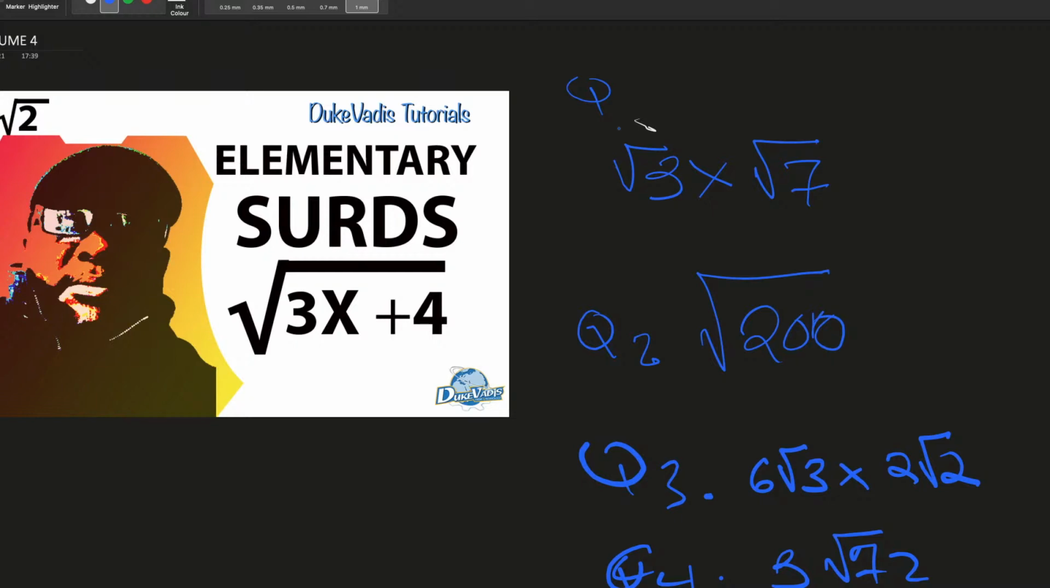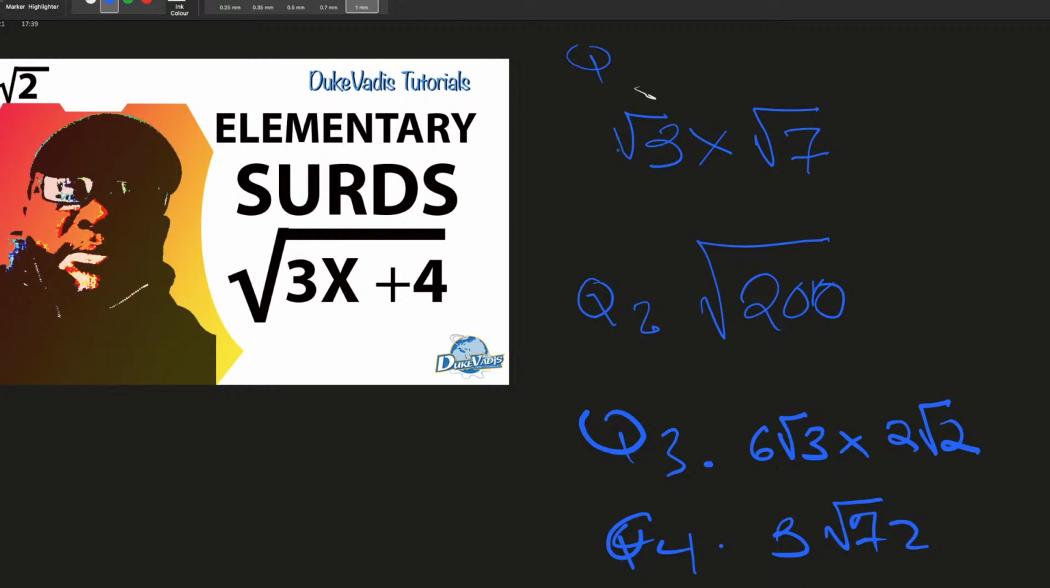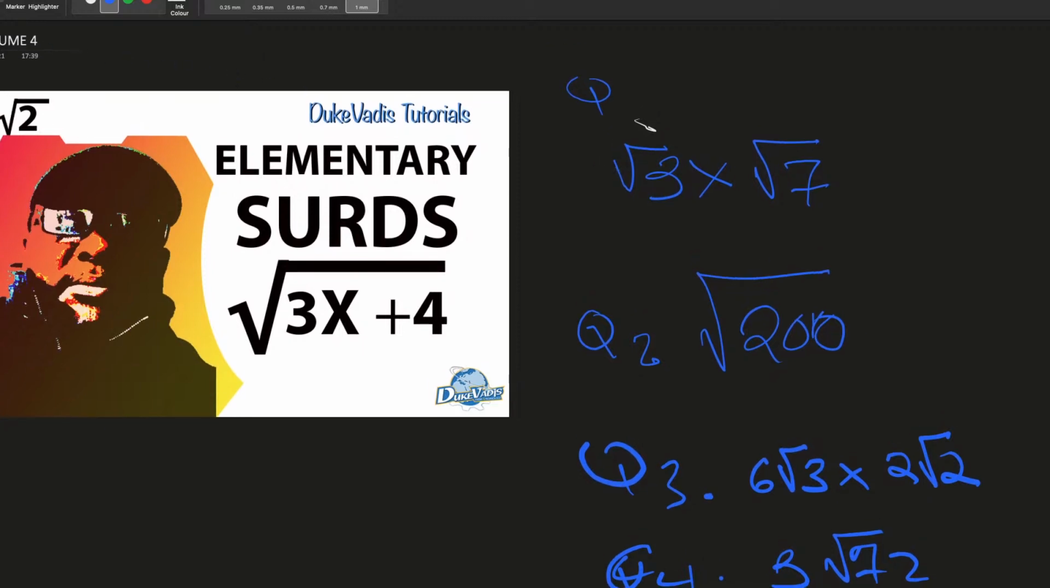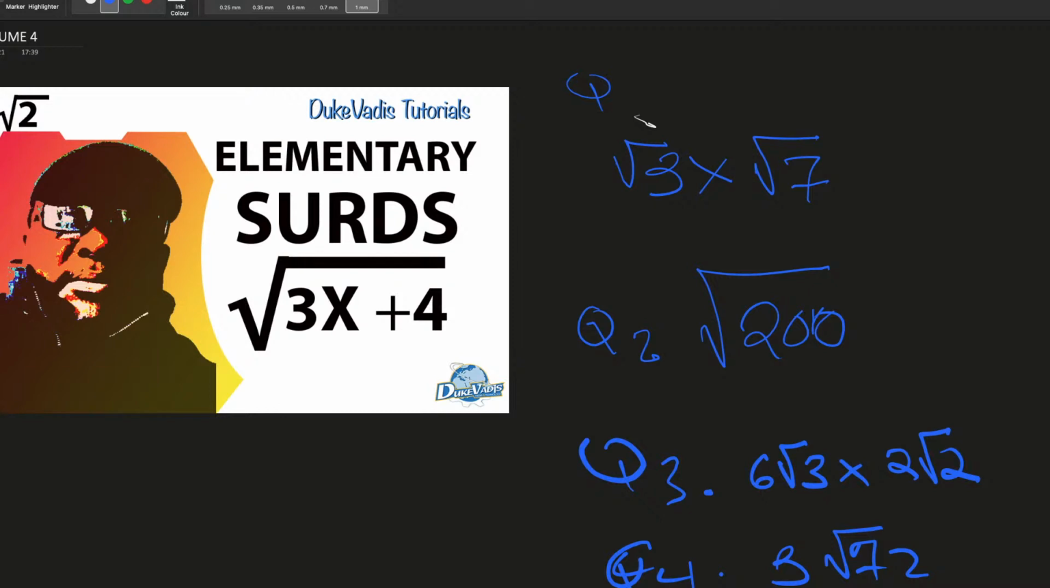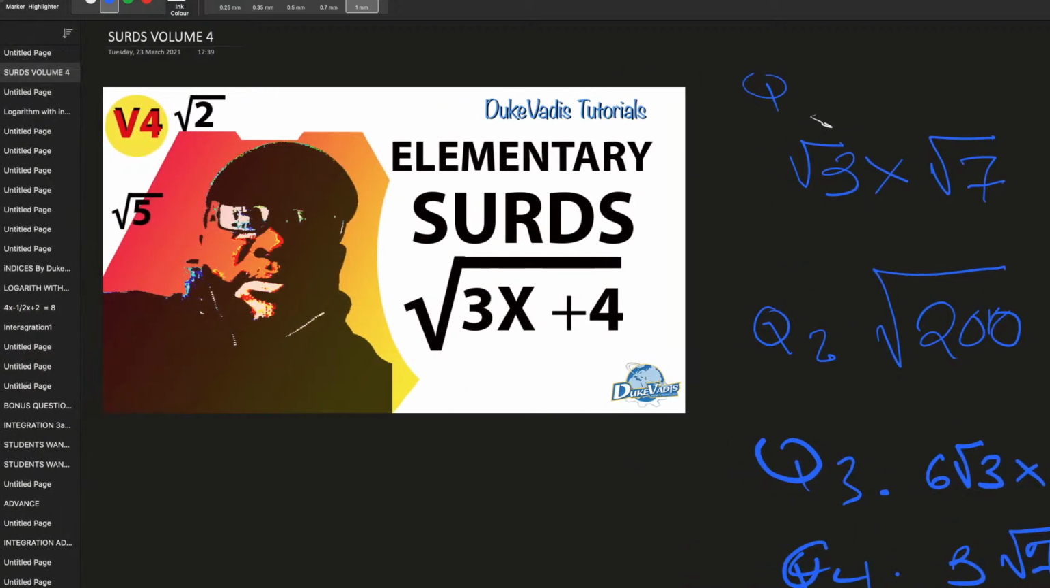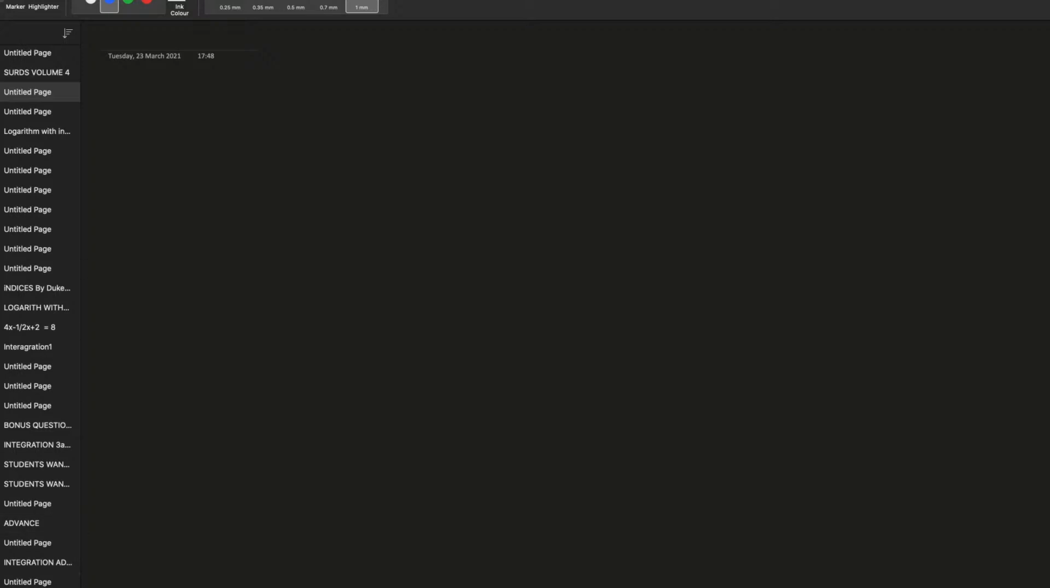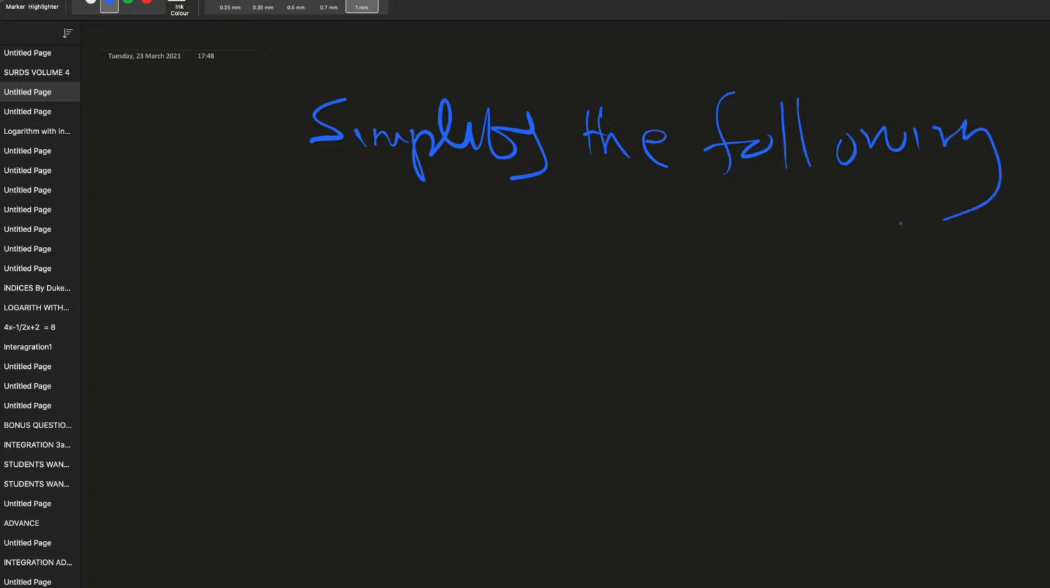All right, so this is what we have for a start. Without wasting time, this is volume 4 of our surd series. So let's set the ball rolling and see the best way. As we saw, our first one says simplify the following. And the first one we're given says simplify root 3 times root 7.